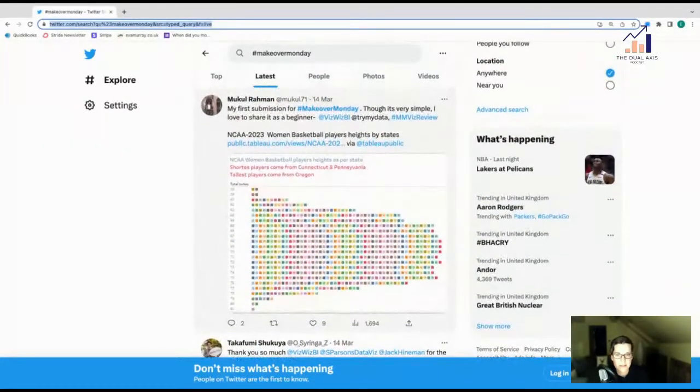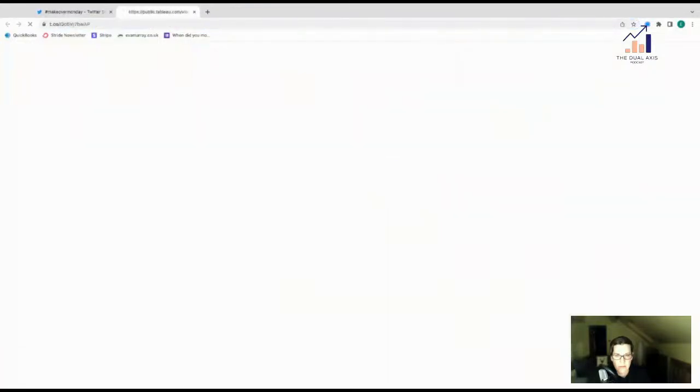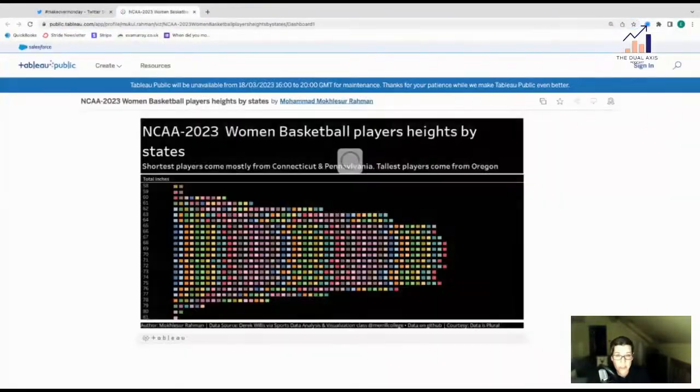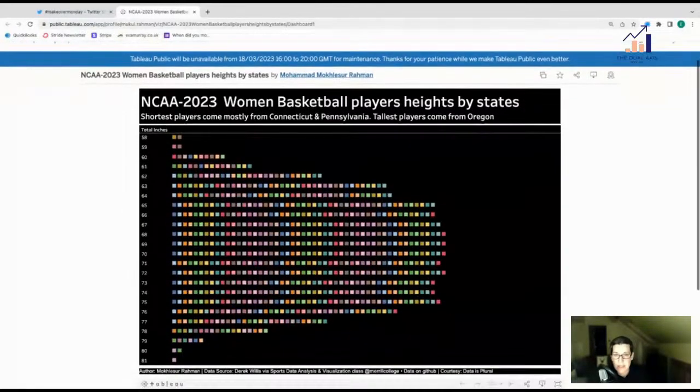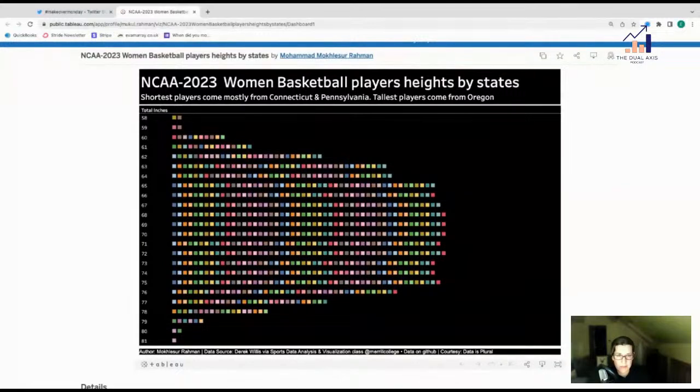Okay, let's squeeze in one more. Okay, I'm going to look at this one. It's very colorful, and I'm curious to see what it's all about. So, Mohammed, NCAA 2023 Women Basketball Players Heights by States.